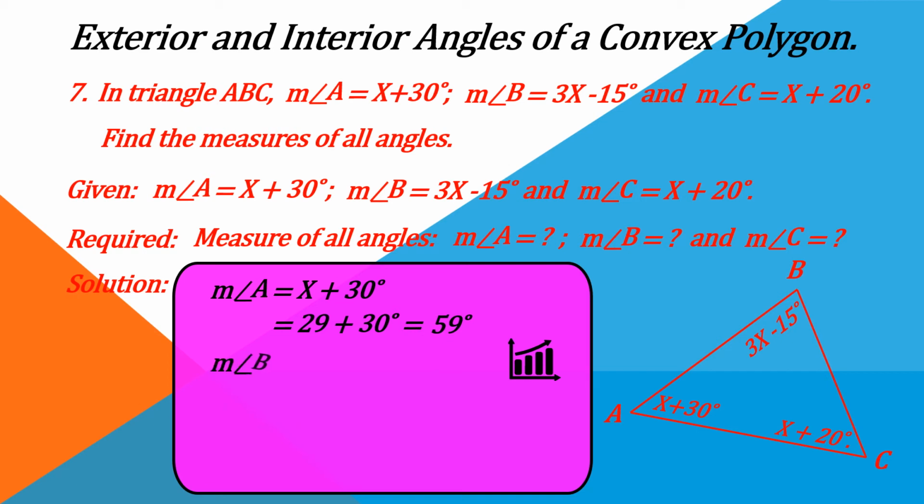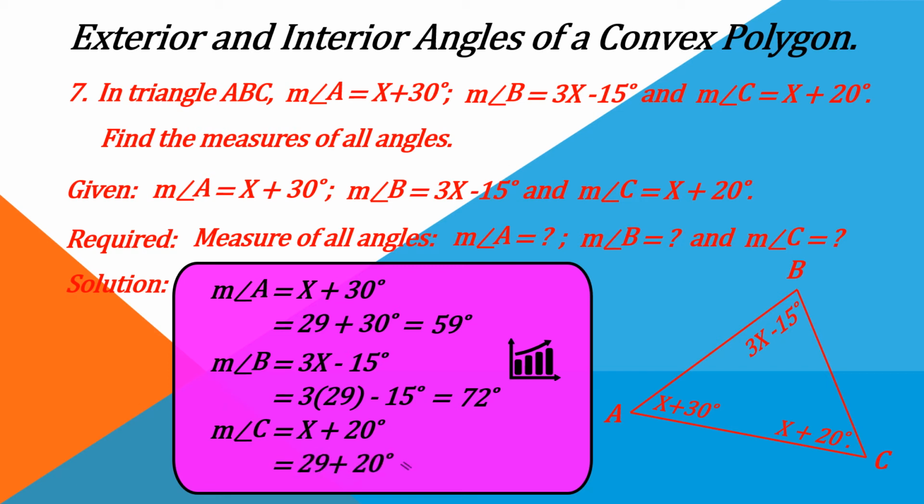And angle B is equal to 3x minus 15, and it is equal to 3 multiplied by 29 degrees minus 15, or simply equal to 72. And the last, angle C, is equal to x plus 20 degrees, and x is equal to 29 degrees plus 20, it is simply 49 degrees. Now that we have the values of each angle, this is now our final answer for this problem.